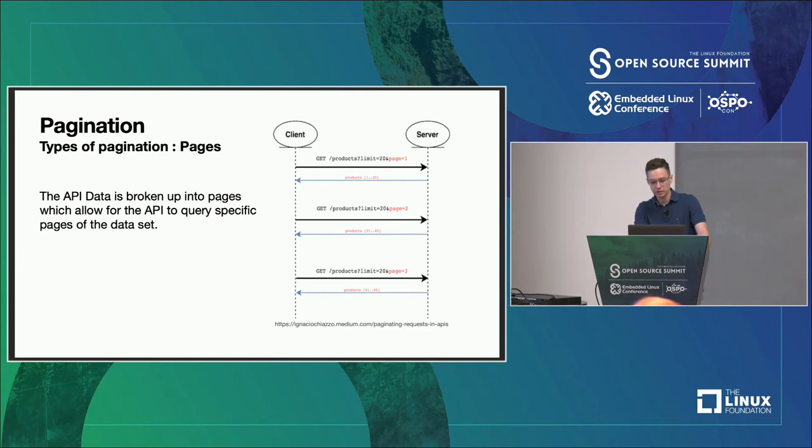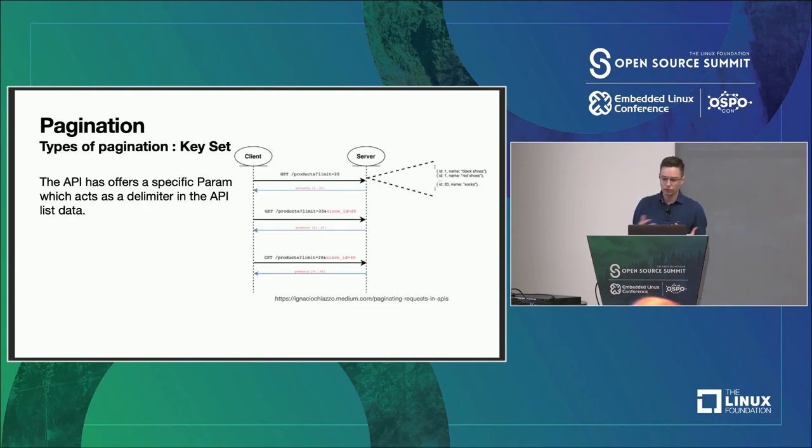The next one is going to be a key set. This one is different than the pages one. What this does is there's an additional field in your data set that acts as a delimiter. In this case, it's called since ID. When you're creating all of these coffee beans in your back end, each one of them has a specific ID. What you're doing with your pagination is defining that you return all products from ID 1 to ID 20, ID 21 to 40. So you define a specific delimiter in your list data, and that would return data accordingly.